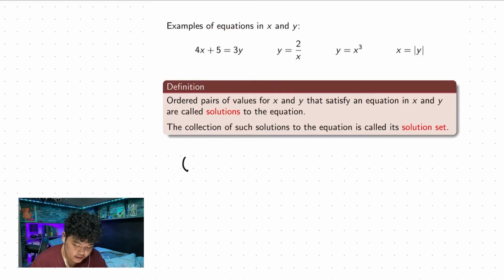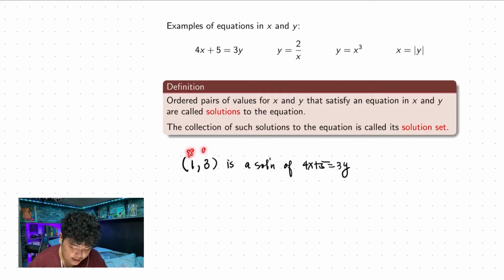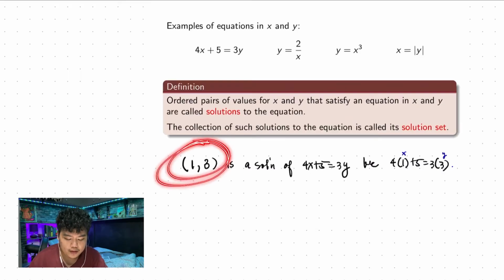This point, ano bang maganda? 1, 3 is a solution of 4x plus 5 equal to 3y. Bakit siya solution? Kasi pag pinlagin mo yung x and y dito, masasatisfy niya yung equation. So, because 4 times 1 plus 5 equal to 3 times y is true. So, ito yung x natin, ito yung y. So, nasatisfy niya yung equation. Okay? So, pag kinolekta mo lahat ng coordinates na yun, lahat ng points na yun, lahat ng ordered pairs na yun, yun na yung tinatawag nating solution set. So, the set of solutions of the equation is the solution set.